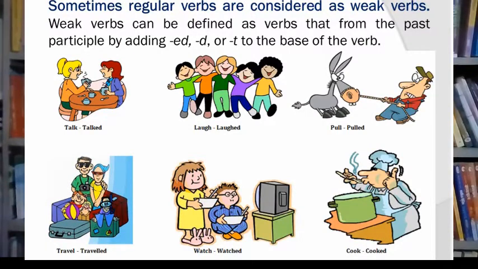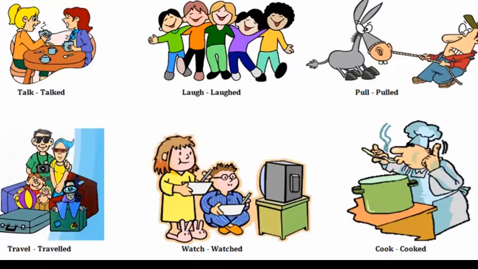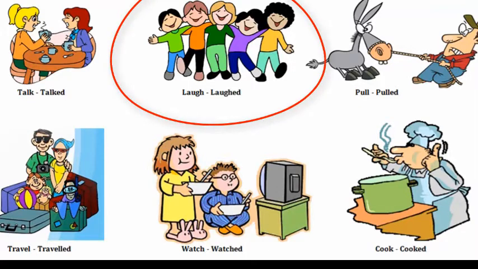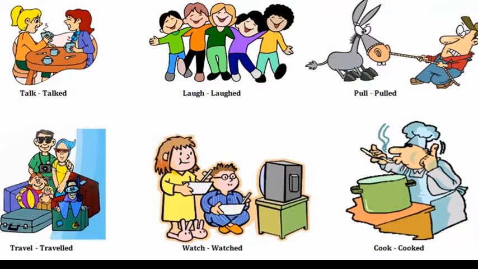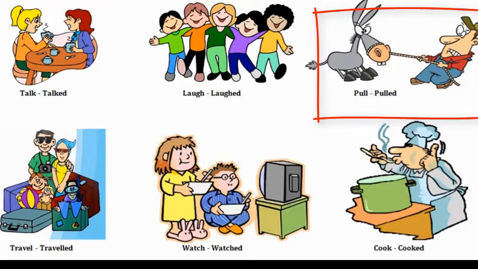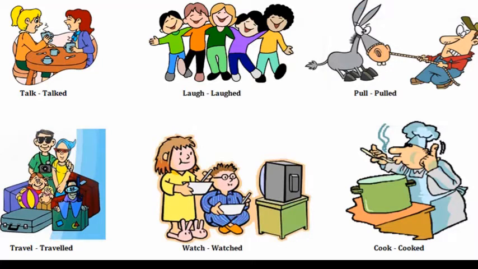Sometimes, regular verbs are considered weak verbs. Weak verbs can be defined as verbs that form the past participle by adding ed, d or t, what we discussed before. You see, we have managed some pictures with the activities. These two women are talking. Talk, and the past form is talked, with the use of ed. Laugh, and they are laughing, you see, and sometimes we laugh like this as a group, and the past form of laugh is laughed. Pull, the past form of pull is pulled, and travel, the past form.